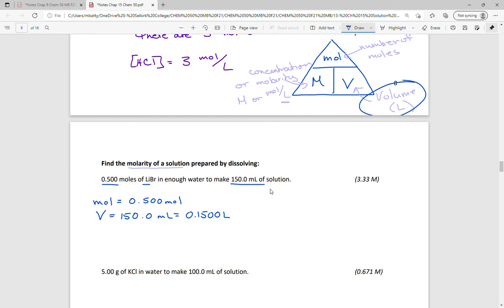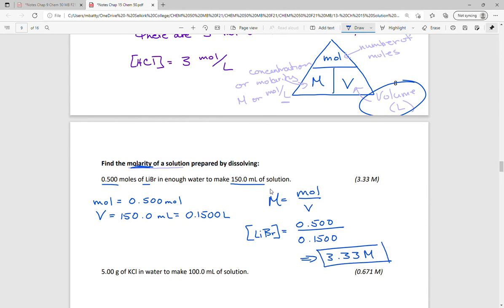If I want to calculate the molarity, molarity is number of moles divided by volume. I could write out my equation, and then it's simply subbing in and solving. What I'm solving for is the concentration of lithium bromide. And so I'd have 0.500 divided by the 0.1500. I'm going to correct to 3 sig figs. And so I would say that the concentration is 3.33 moles per liter, or the molarity is 3.33.